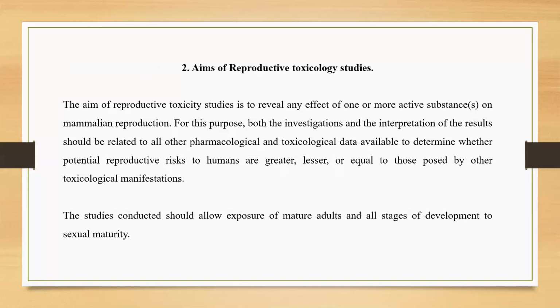For this purpose, both the investigation and interpretation of the results should be related to all the pharmacological and toxicological data available, to determine whether there is any potential risk in pregnancy or in reproduction. The results should determine what risk is imposed by those reprotoxic substances upon human reproduction. The study conducted should allow the exposure of mature adults and all stages of development to sexual maturity.